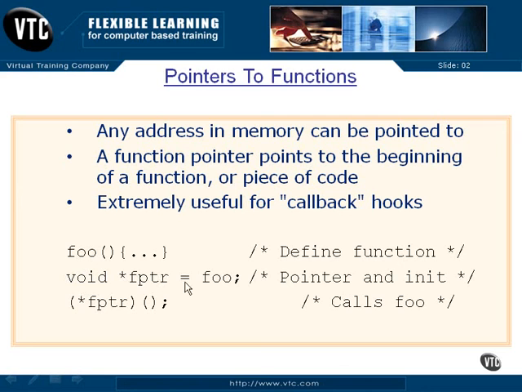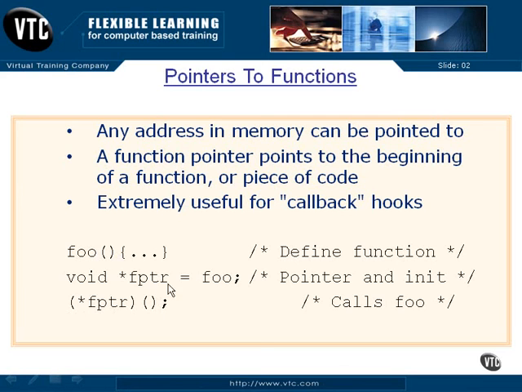So here's a void star f pointer, and that's set equal to foo. And since we know that foo is the name of a function declared up here and defined up here, foo is the address of that function, just like the name of an array is the address of the 0th element. Foo by itself is the address of the first executable byte of this function. So now that's inside f pointer.